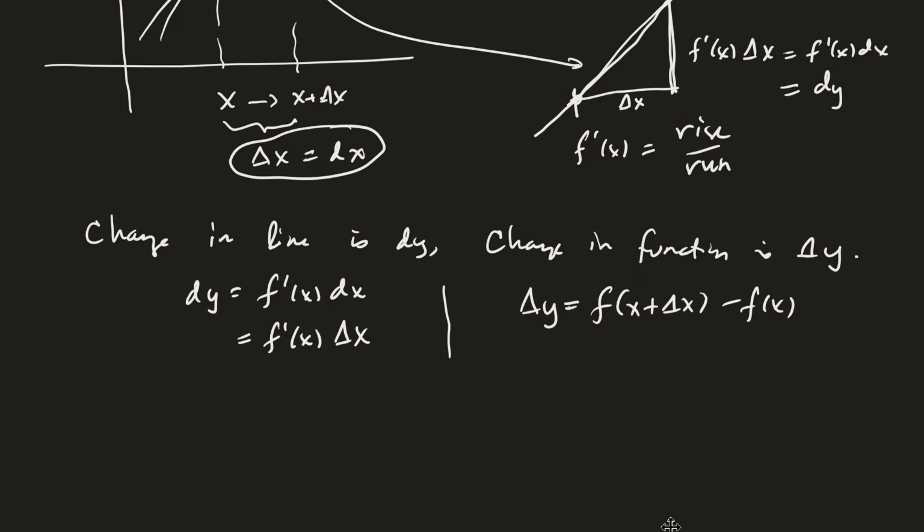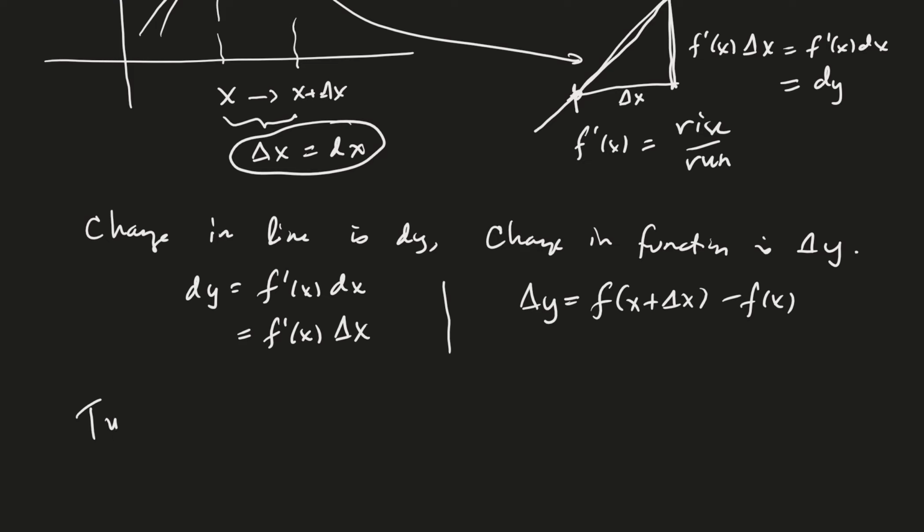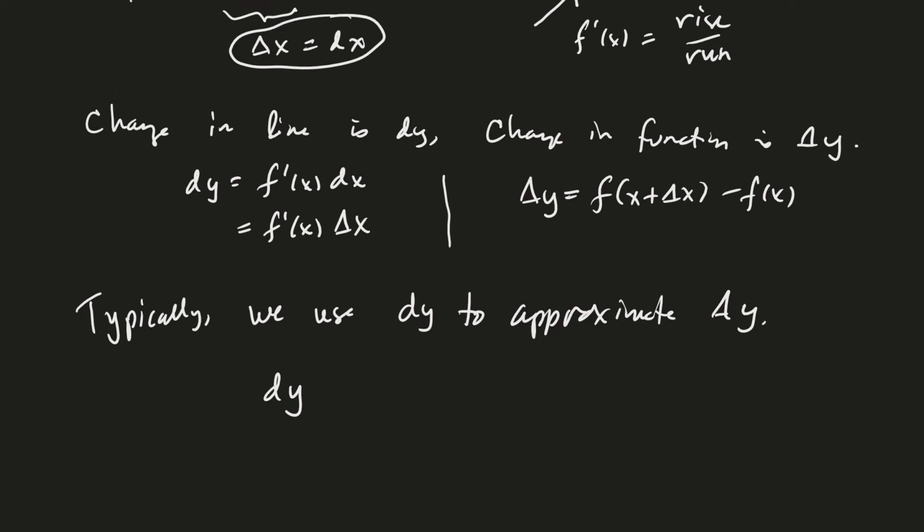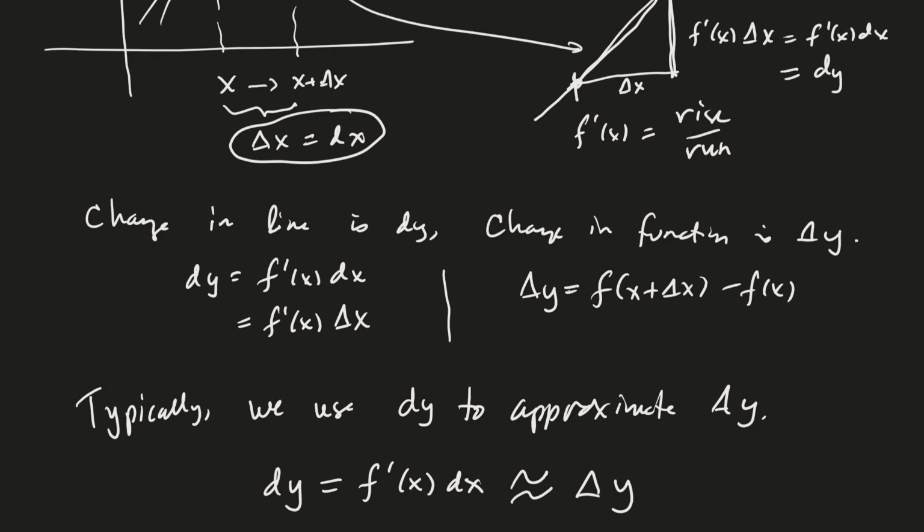Okay, and so finally, I just want to say one thing. We typically use dy to approximate delta y. So we use dy, which is f prime of x dx, as an approximation to delta y. And we're going to see this in the next example, but we're running out of time, so I'll stop there. Hopefully all this notation hasn't messed with you too much.